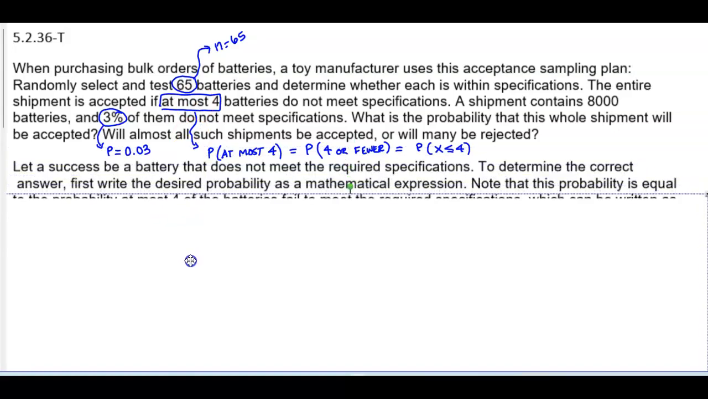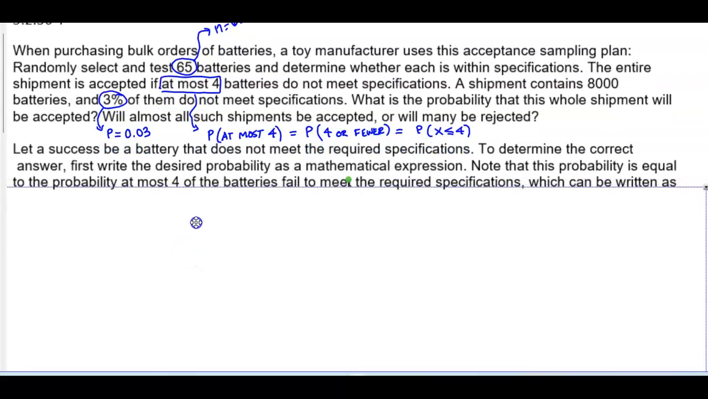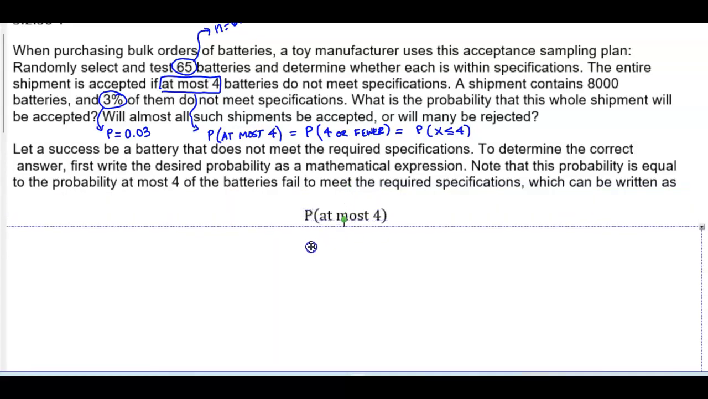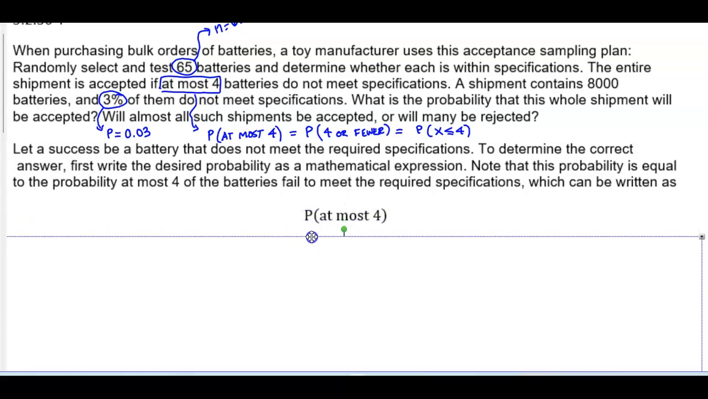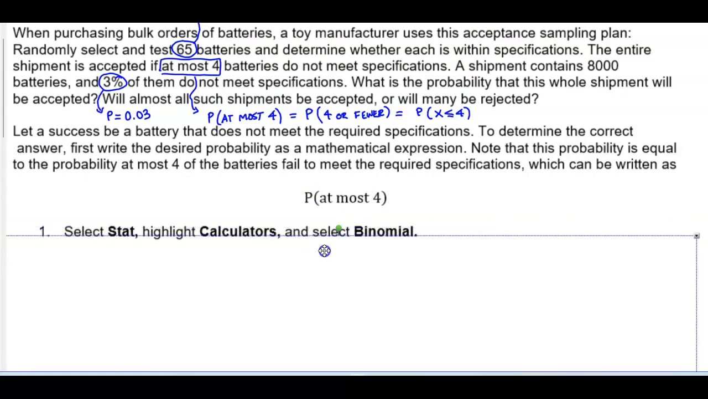So let a success be a battery that does not meet the required specifications. To determine the correct answer, first write the desired probability as a mathematical expression, which we've done, and note that this probability is equal to the probability of at most 4 of the batteries failing to meet the required specifications, which can be written as the probability of x less than or equal to 4.